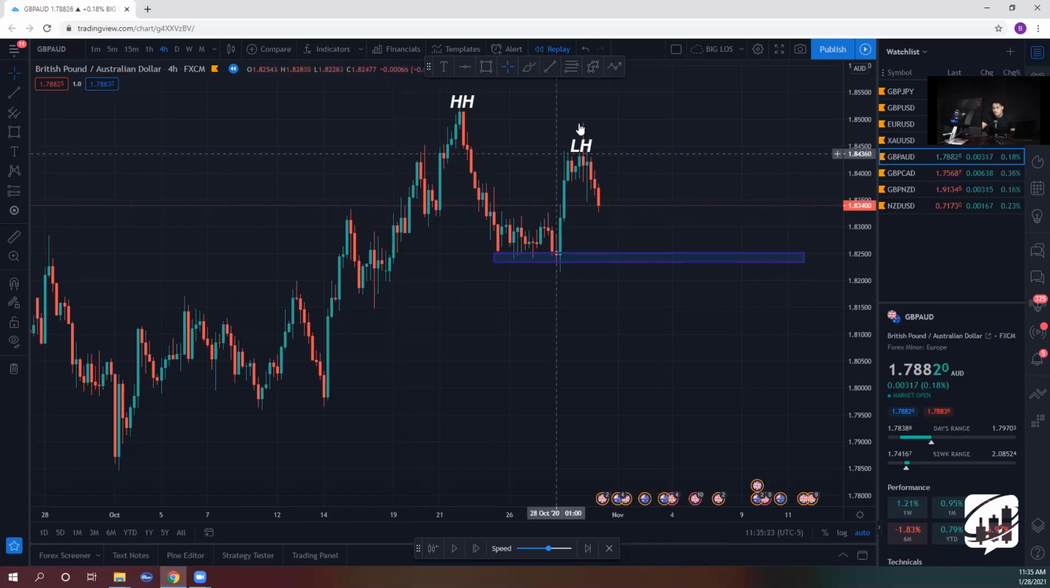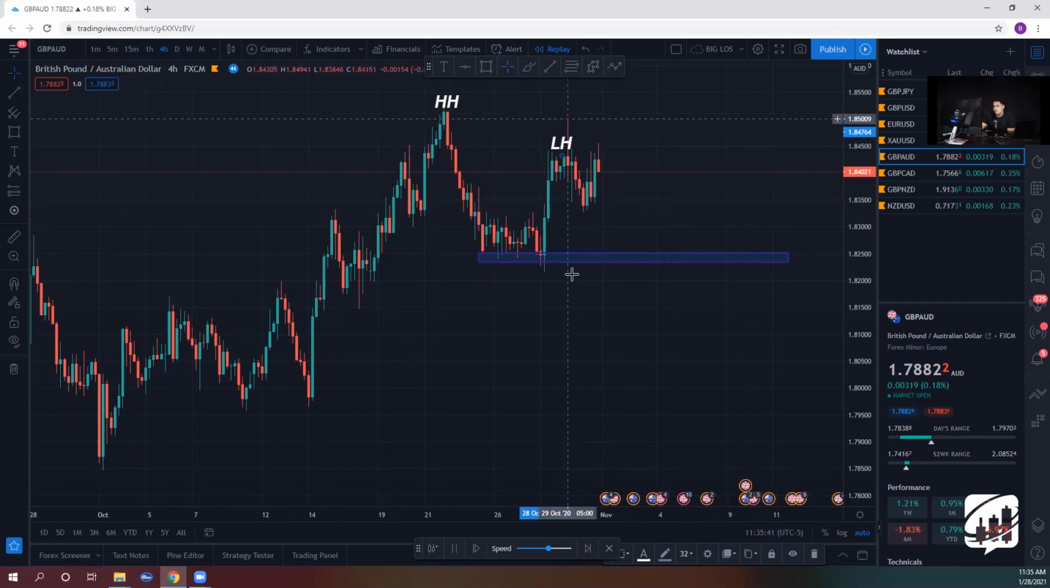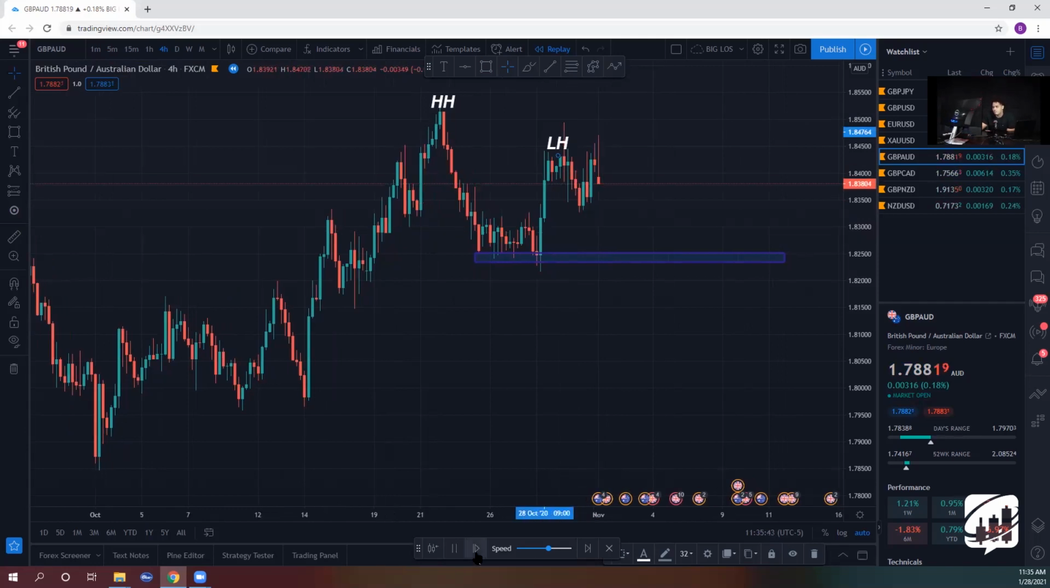So we wouldn't sell up here, because we only have one lower high. That doesn't tell me anything. It's not making lower lows and lower highs. That's just one lower high. So it's not a downtrend yet, but it's a possible start. So we'll see where this trade goes.